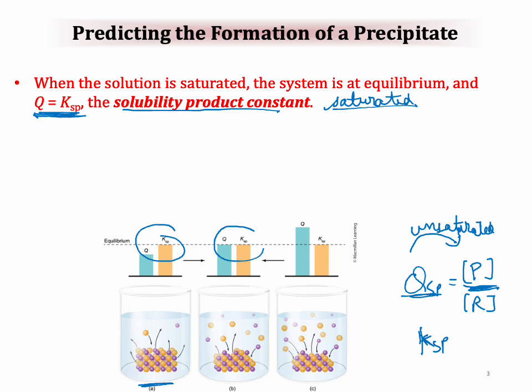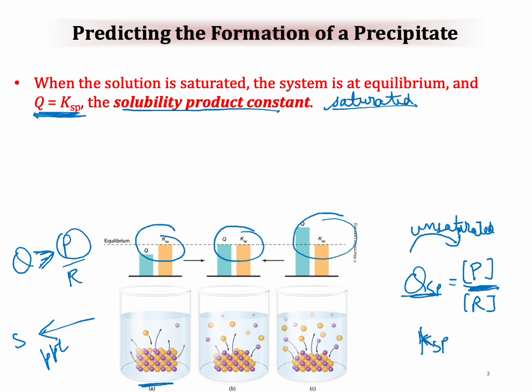When Q is equal to K, the solution is at equilibrium, which means if we add more solid, it is going to precipitate. And when Q is greater than KSP, that simply means Q, again product over reactant, is a big number, so we have a lot of product. So the reaction wants to have less product so that it can become equal to K. How can it have less product? It will go towards solid. So this is when precipitation will occur. Whenever Q is greater than K, precipitation occurs.